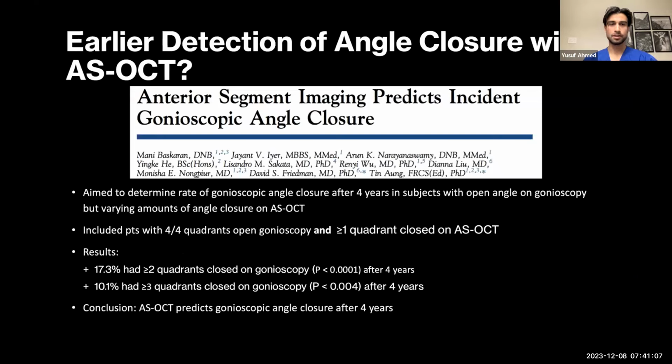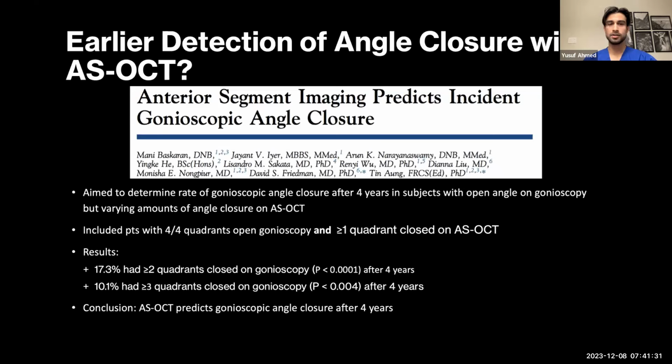He was also able to speak about how anterior segment OCT may be better at detecting angle closure early, and he was able to discuss some of the findings by a study from Bhaskaran et al. This group aimed to determine the rate of gonioscopic angle closure after 4 years in subjects with an open angle on gonioscopy, but varying amounts of angle closure on anterior segment OCT.